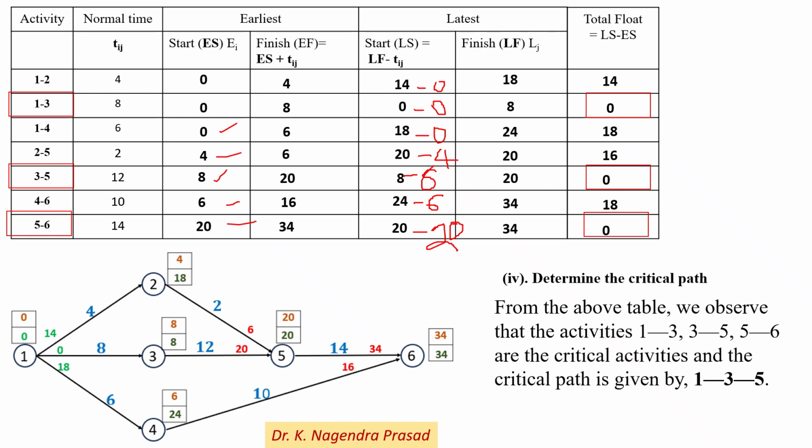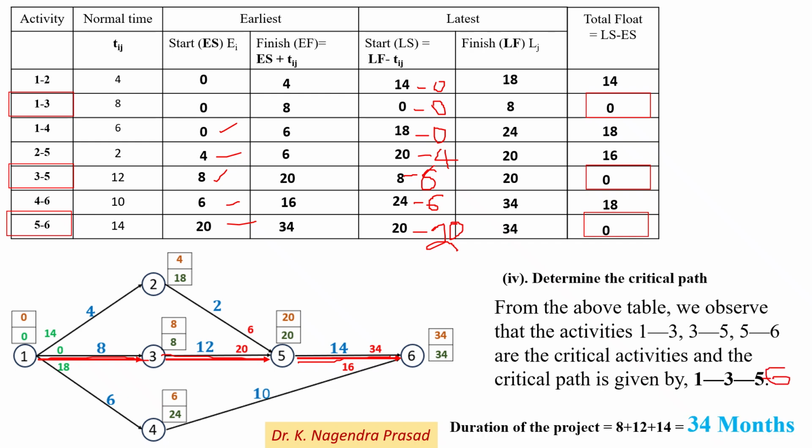And this critical path we have to draw in the network diagram, by drawing double arrows: 1 to 3, 3 to 5 and 5 to 6. These are the critical activities and the critical path is 1 to 3, 3 to 5 and 5 to 6. So 1, 3, 5, 6 is the critical path.